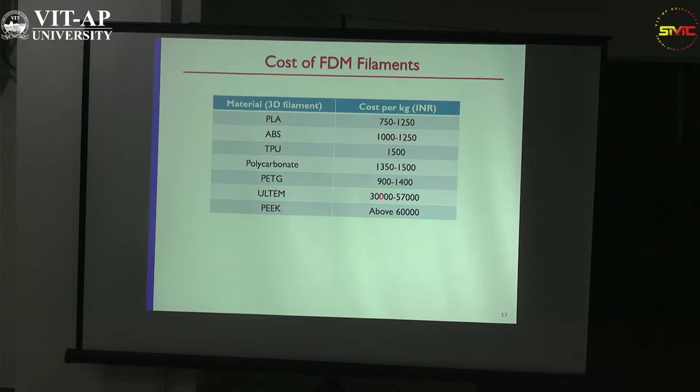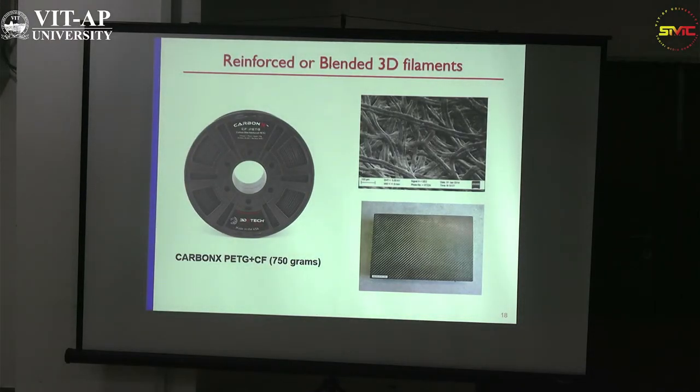Okay, so now you have an idea which materials you can choose and what their costs are. When I go for PLA and ABS, they are much more economical, but mechanically, chemically and thermally they have a lot of drawbacks. When I go for Ultem and PEEK, they can give all the requirements, but their cost is high. So what is the solution for me? Right, here I am going to give the solution.